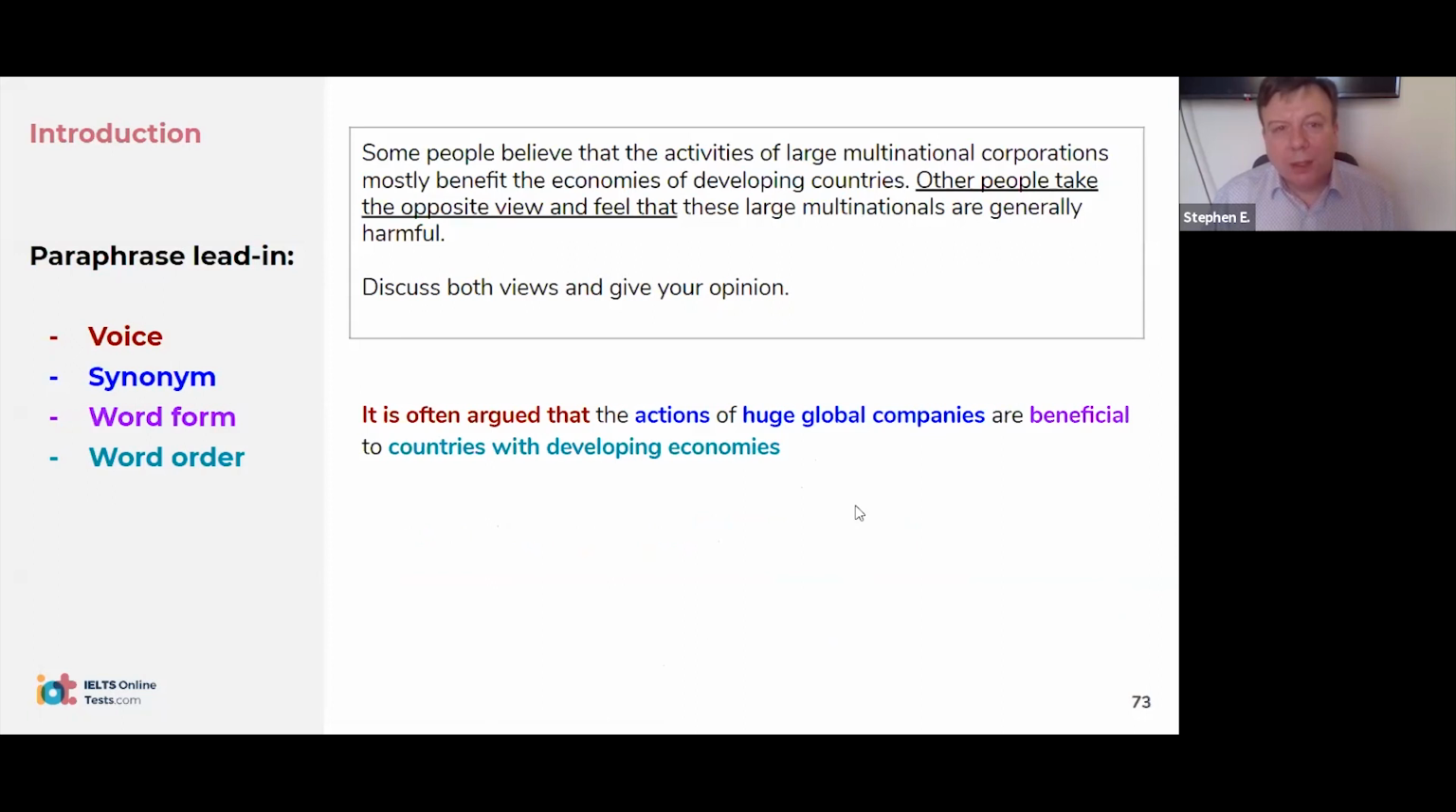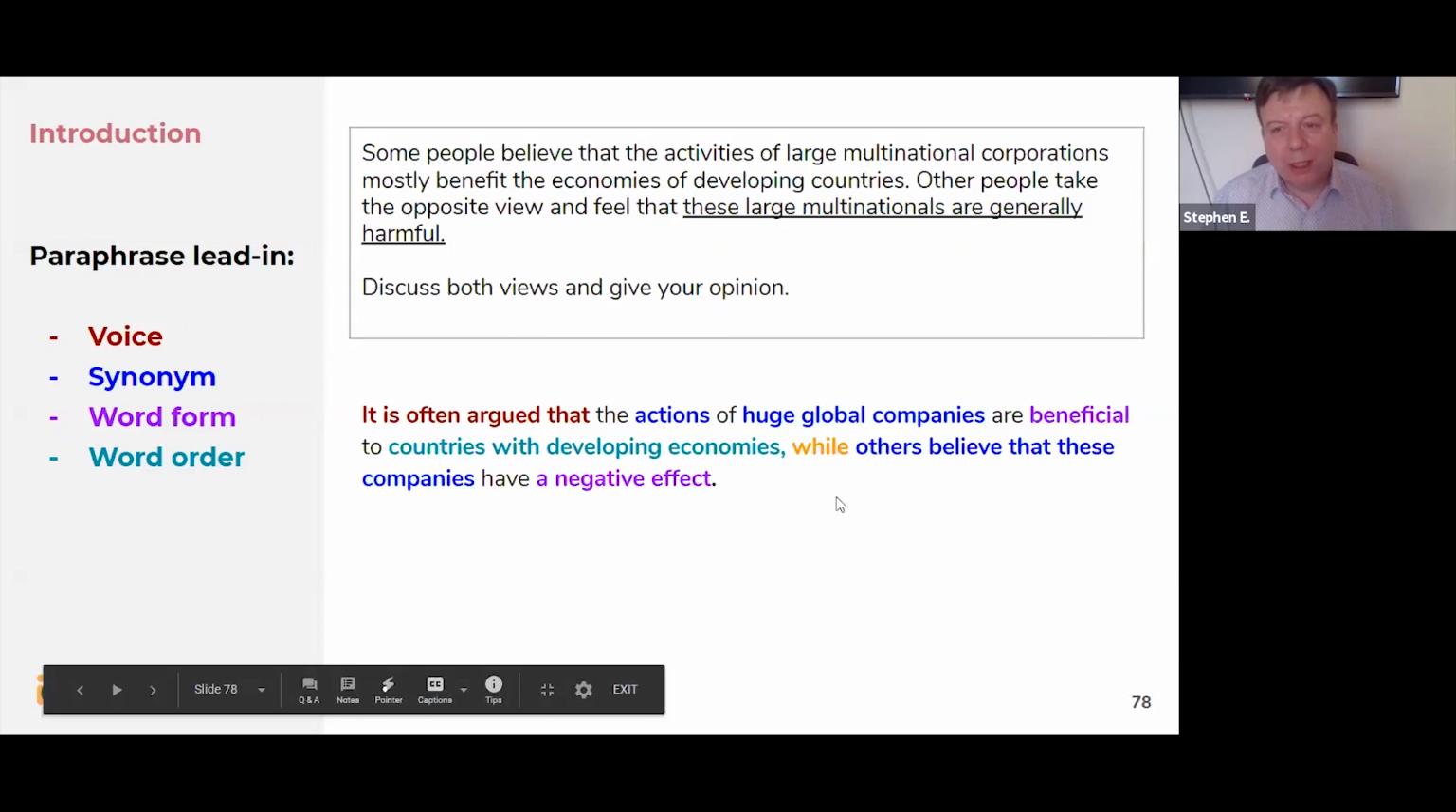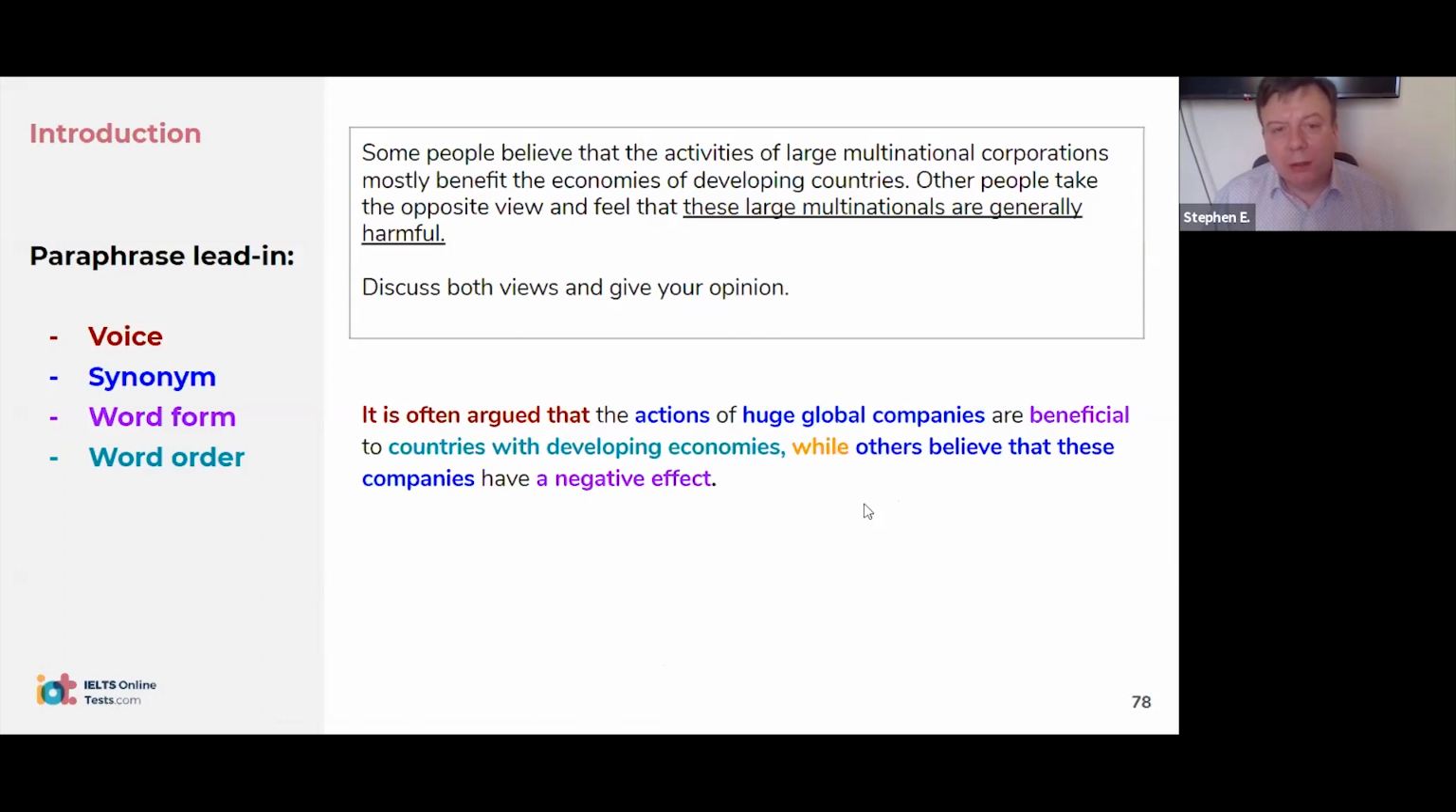So other people take the opposite view and feel that. So how do you think you might change this? Benj, okay, good. Yeah, good. So while, got a nice sentence connector in there. Others believe, and then these large multinationals are generally harmful. So we'll go back to companies have a negative effect, okay? Yeah, good, Amrita. Yeah, good. Very good.